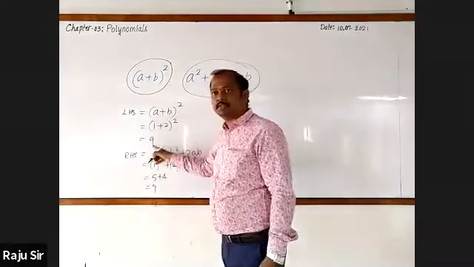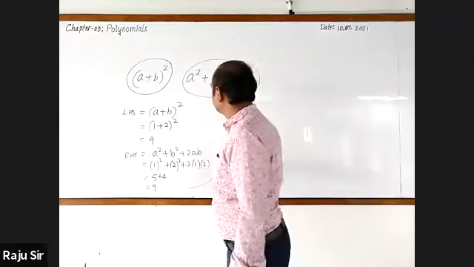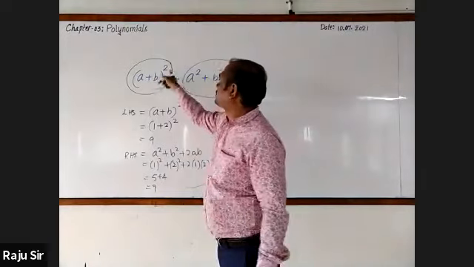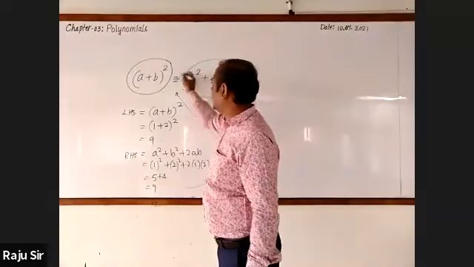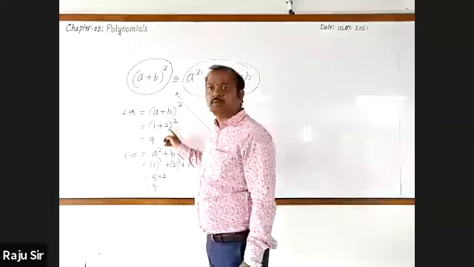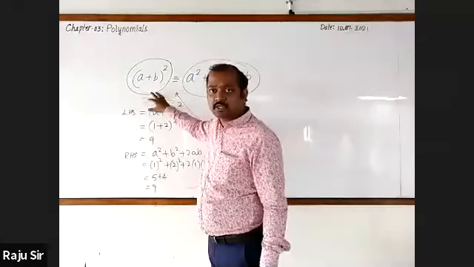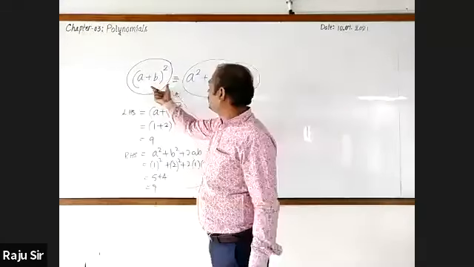Look here. The LHS part, that is (a + b) whole square, is 9. The RHS part, a square plus b square plus 2ab, is also 9. Then can you say that (a + b) whole square is exactly equal to a square plus b square plus 2ab? Yes, sir. Not only is it true for 1 and 2; when you check by taking different numbers also, you get these two are equal.